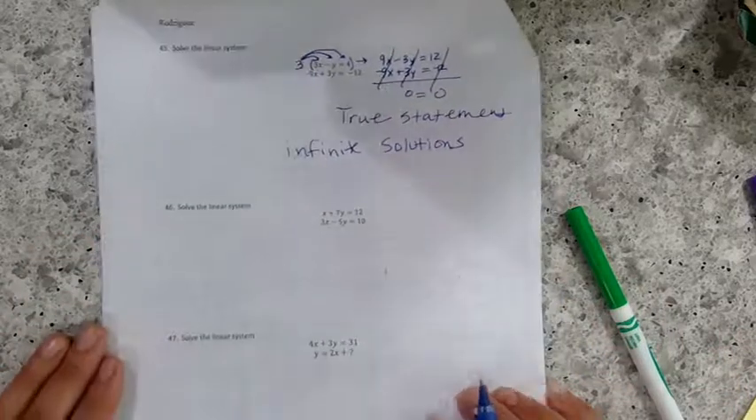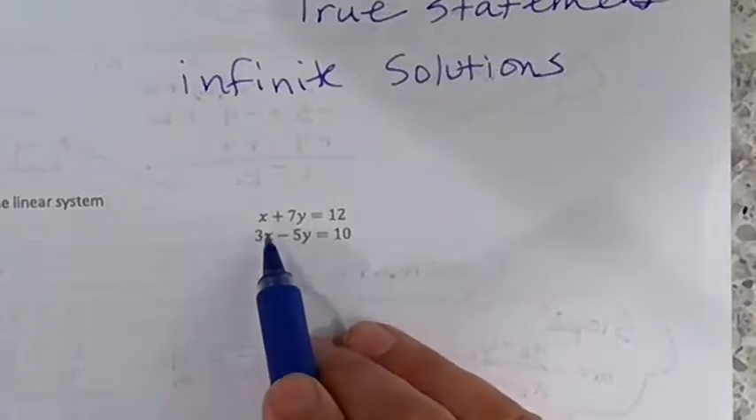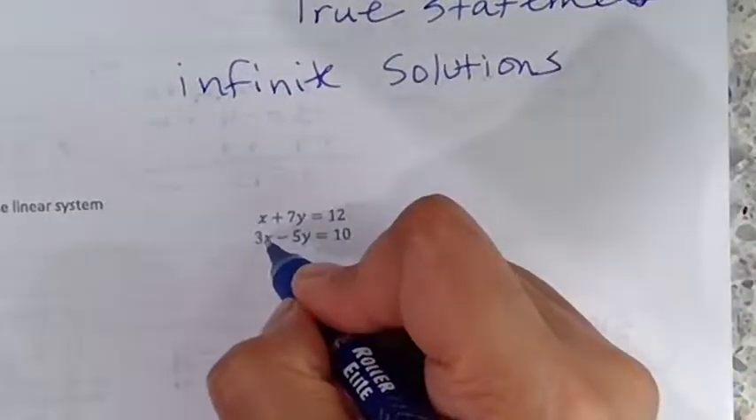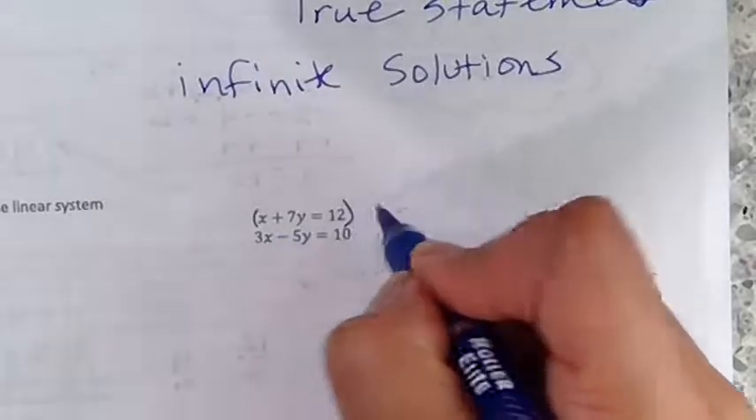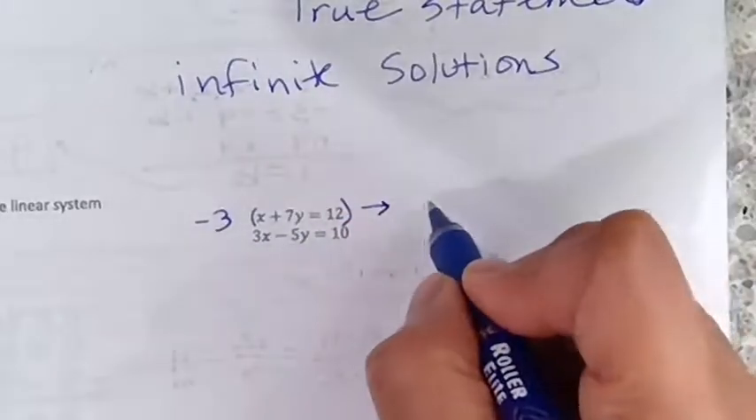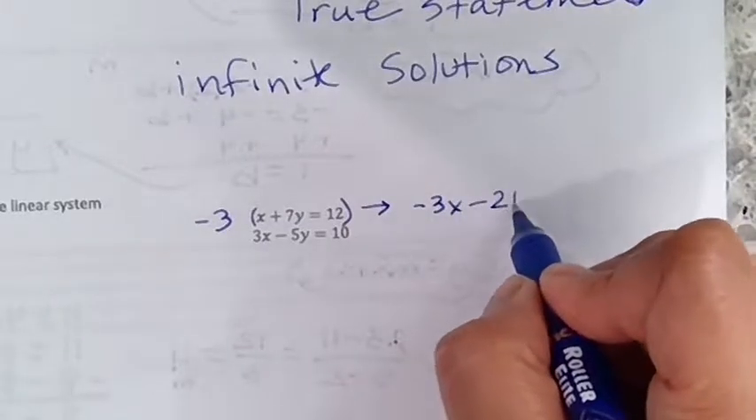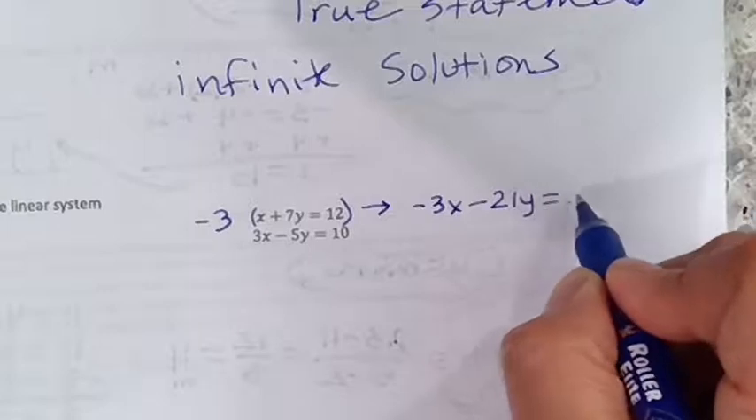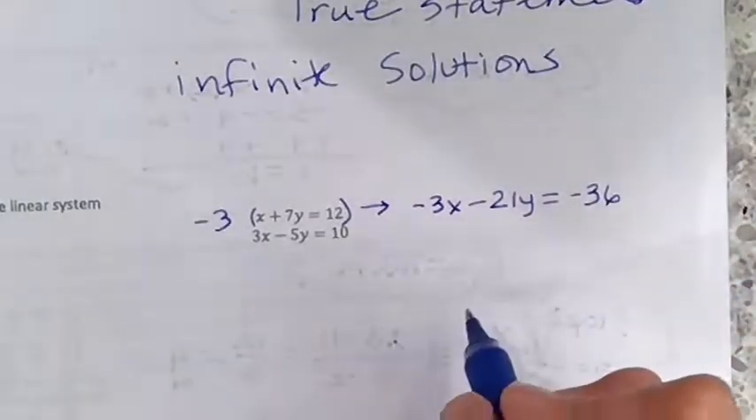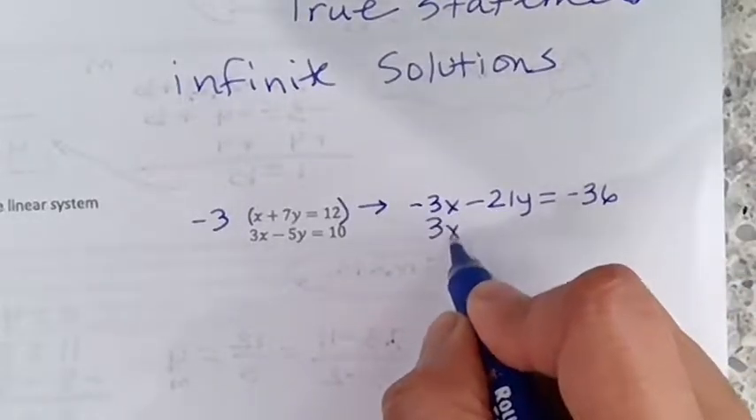All right, next one, same problem, nothing is canceled. So I either have to eliminate my x's or my y's. What should I pick? I'm going to pick the x's. If this is a 3 here, what number would I want right there? A -3. So I'm going to multiply this whole top thing by -3. So that gives me -3x minus 21y equals -36. Check my signs, make sure I didn't make any mistakes. Copy this one exactly the same.